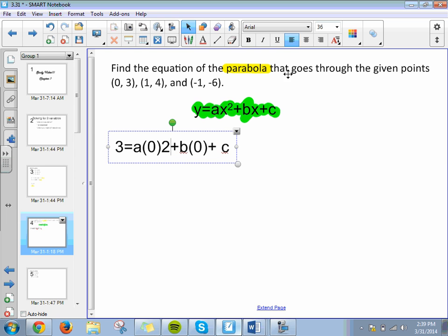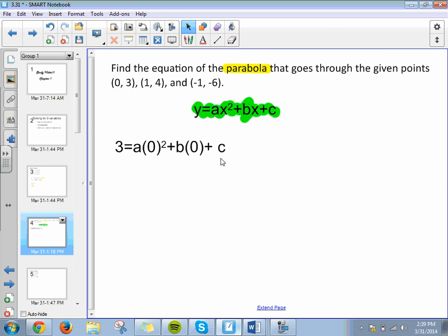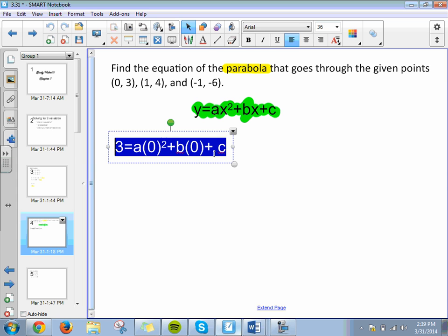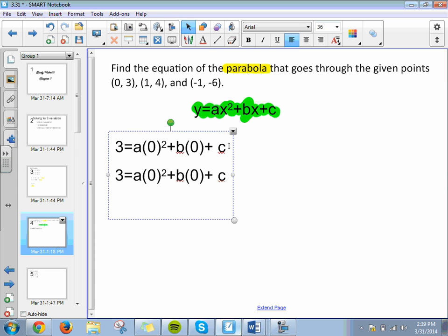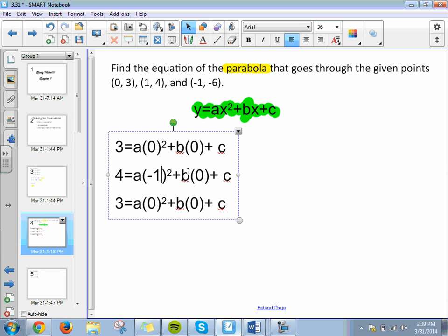And this is squared. Alright. And I'll do something very similar for my next 2 points. Literally need the same equation, and we're just plugging in our x's and our y's. So my next one is 4. And we've got plugging in a -1, plugging in a -1.